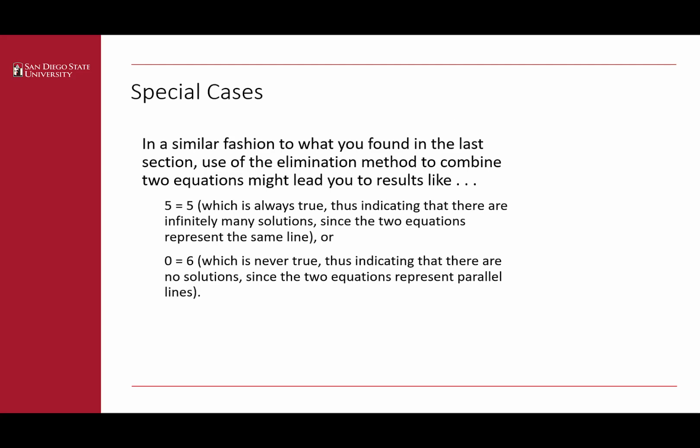There are also some special cases for the elimination method, and in a similar fashion to what we have found for the previous methods, use of the elimination method to combine two equations might lead us to results like 5 equals 5, which is always true, thus indicating that there are infinitely many solutions since the two equations represent the same line. Or we may get results like 0 equals 6 or whatever, which is never true, thus indicating that there are no solutions, since the two equations represent parallel lines.